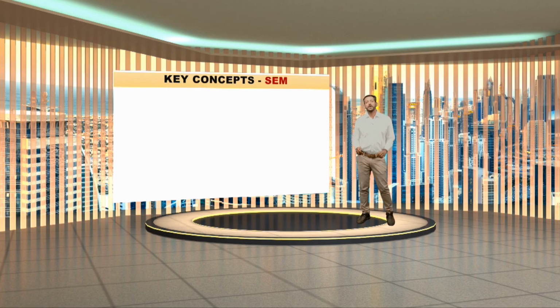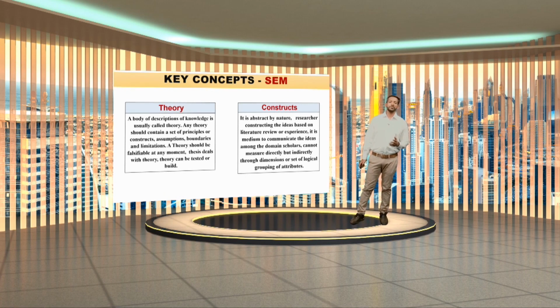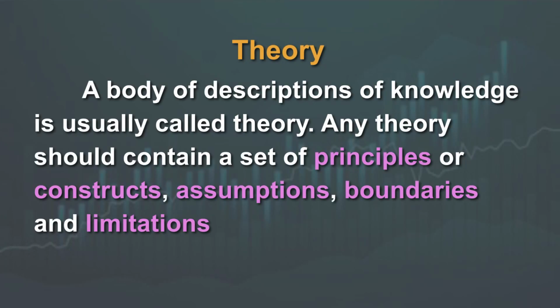Let us start today the key concepts in SEM. As we are aware, SEM is rooted in theory. So let us understand what theory is, what theory contains, and what the role of theory is. A body of description of knowledge is usually called a theory. Any theory should contain a set of principles or constructs, assumptions, boundaries, and limitations.